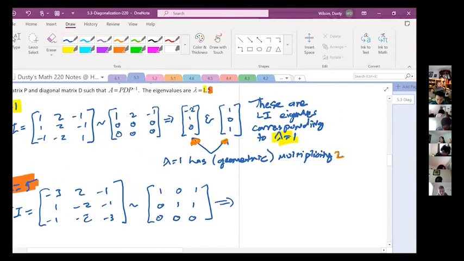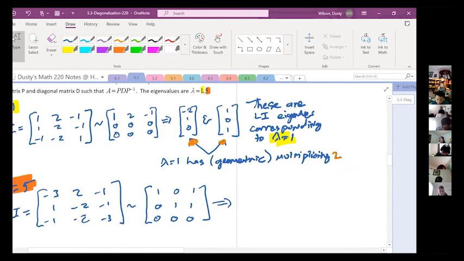So what's our eigenvector here? From Gerlin, I've got a minus 1, minus 1, 1. And there's just one linearly independent eigenvector here because there's only one column that does not have a pivot in it.